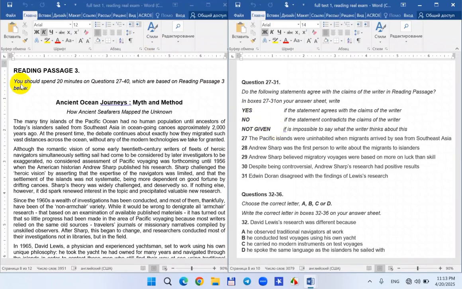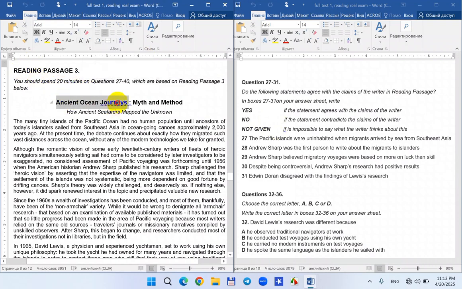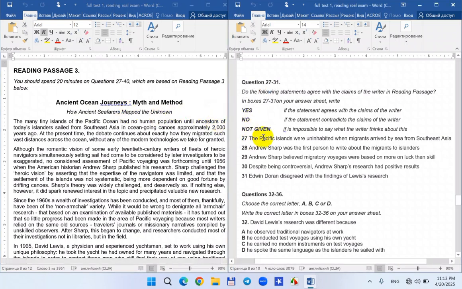Hello everyone. Today we are looking at Passage 3, Ancient Ocean Journeys, Myth and Method: How they mapped the unknown. Okay, we have Yes, No and Not Given questions. So let's look at them.